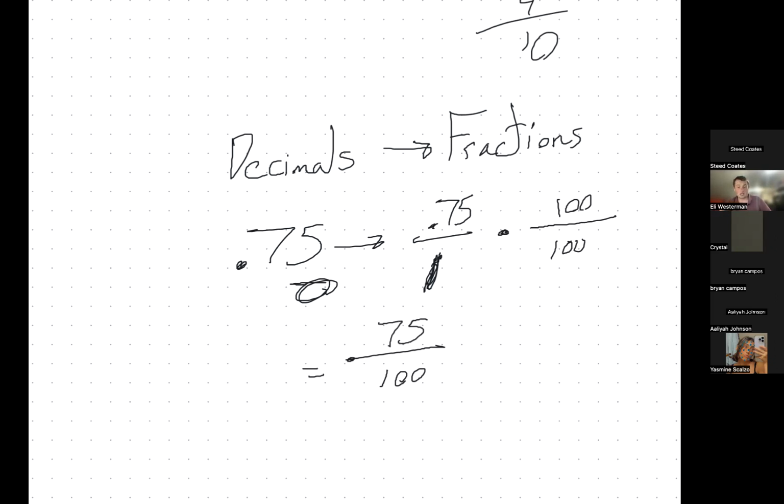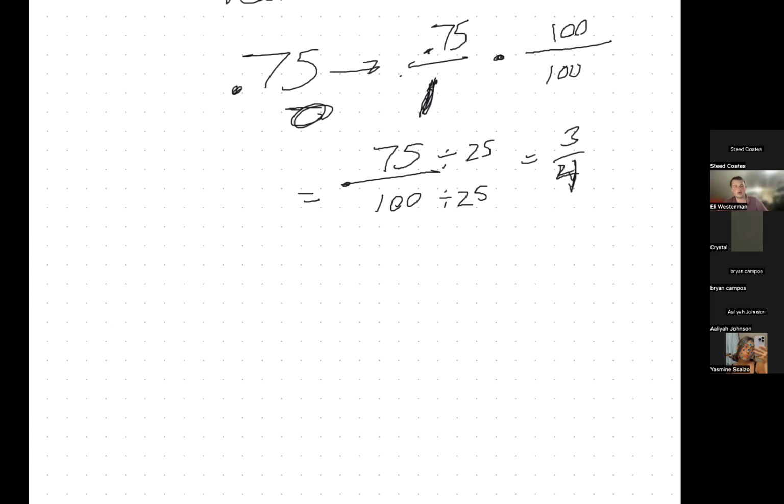So now we have a fraction. Now we can simplify it. We can divide each by 25 and we will get 3/4. The trick we did here is we divided it by 1 and then multiplied it by 1, and that made it a fraction. It's still the same number, it's just a different format.